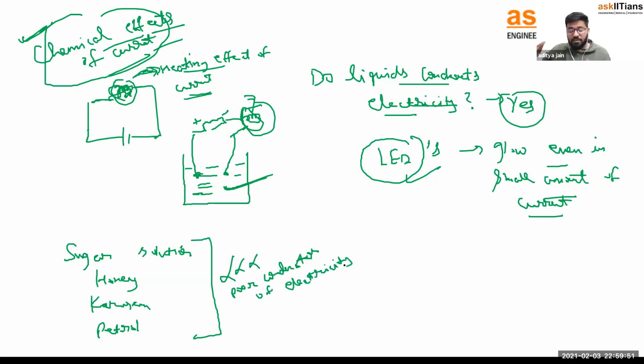Why am I saying them poor conductors of electricity? Why not insulators? Because every solution conducts some amount of current. It will carry some current, but it is a poor conductor, as it is not allowing the current to flow in that much magnitude. Whenever we describe liquids, we call them good conductors or poor conductors, not conductors or insulators, because every liquid solution conducts some amount of current. That's why we use the words poor conductor in place of insulator.